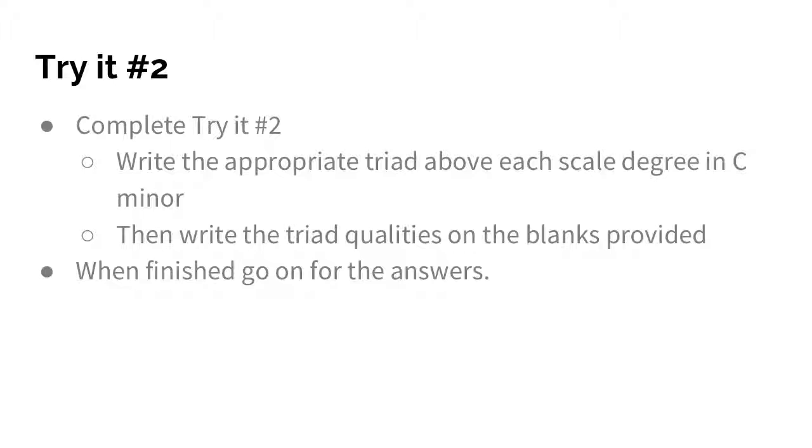All right, complete triad 2. You're going to write the appropriate triad above each scale degree in C minor, and then you're going to write the triad qualities on the blanks provided. So we're going to be looking at both the C natural minor scale and then adding the harmonic minor scale with that leading tone, where we are raising the 7th scale degree.